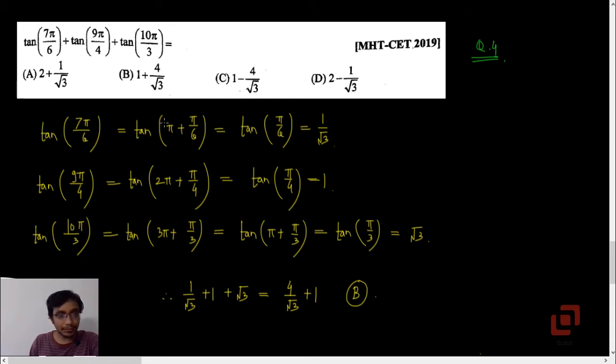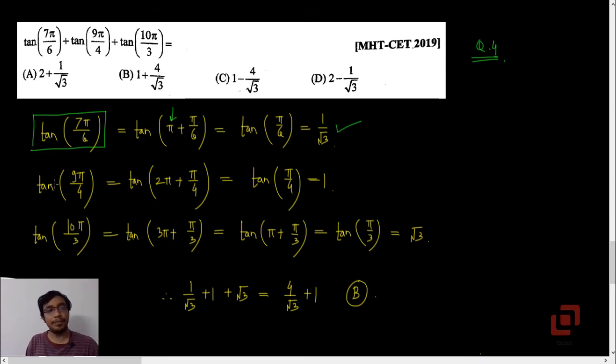Okay, you observe that 7 pi by 6 lies in the third quadrant. So you may write it as tan of pi plus pi by 6. Use allied angles formula. Tan of pi plus theta is tan theta because tan is positive in the third quadrant, right? Tan pi by 6, so you have got 1 upon root 3 there. Okay. Tan 9 pi by 4.